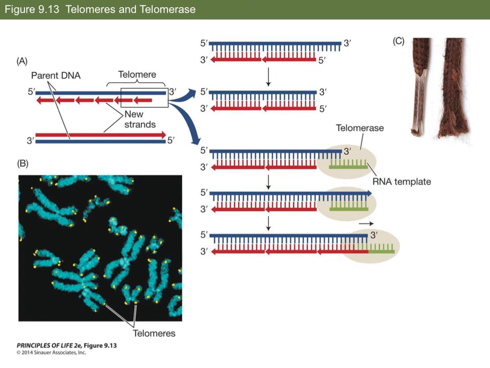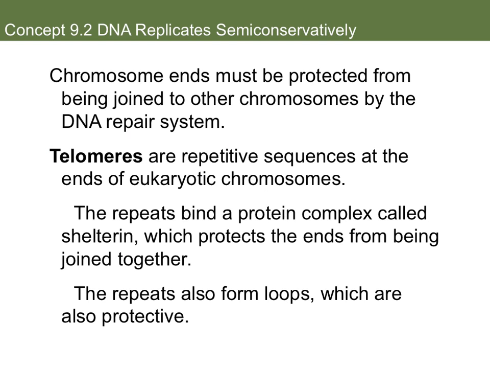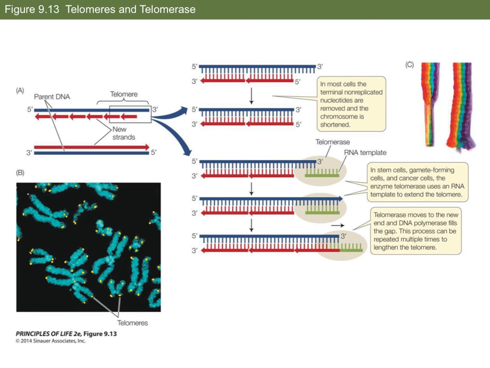There are some cells that have an enzyme known as telomerase that will go in and fix the ends, so that you don't get chopping off of the ends at every cycle. These are mostly your germline cells. Chromosome ends must be protected from being joined with other chromosomes by the DNA repair system. Telomeres are repetitive sequences at the ends of eukaryotic chromosomes. The repeats bind a protein complex called shelterin, which protects the ends from being joined together. The repeats also form loops, which are also protective. So you can see how gametes and some cancer cells have that enzyme to protect the ends of the telomeres.